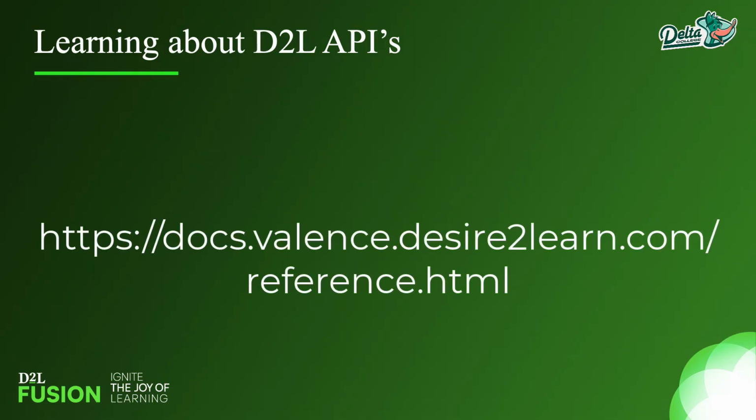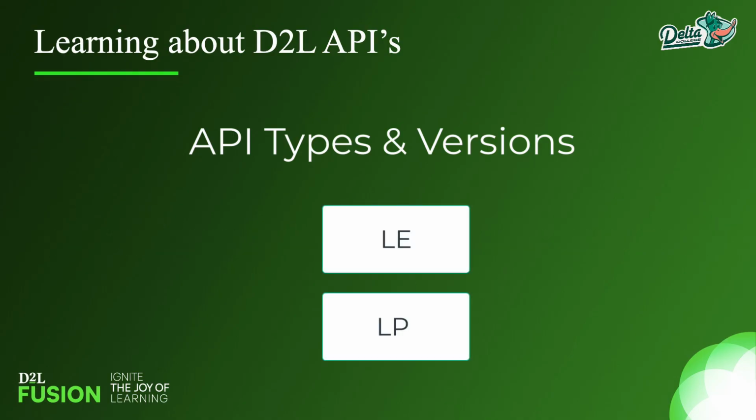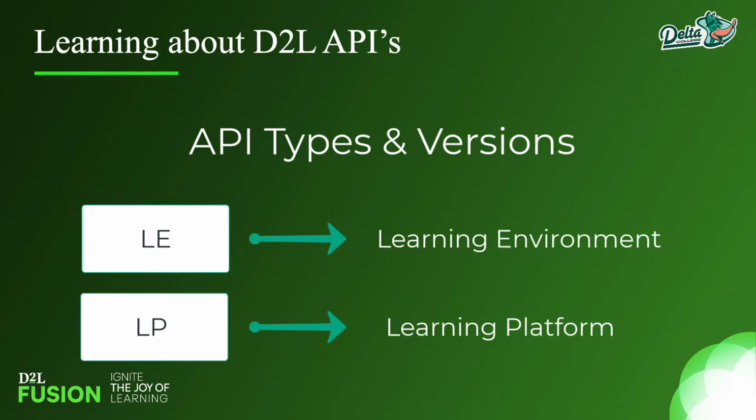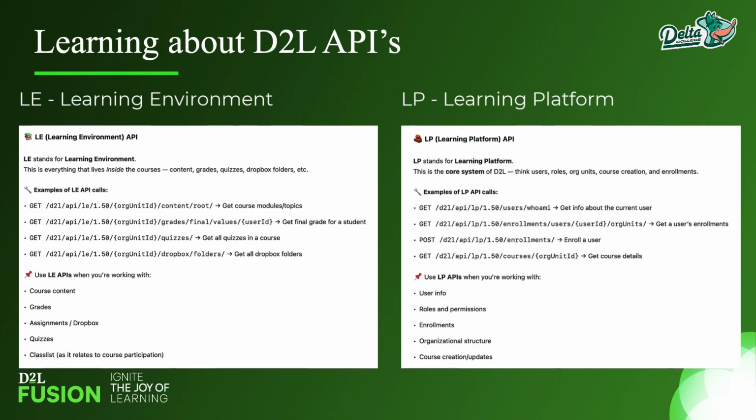But first, we need to talk about the two different types of API calls and their version numbers that can be used with them. These are well documented on D2L community. They are LE and LP. Within every API call you use, knowing these is important for structuring the API call. What is the difference between LE and LP? You can look at it in a couple of ways.